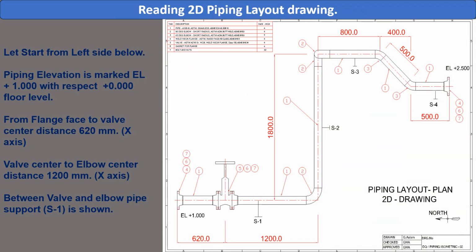Reading 2D piping layout drawing. Let's start from the left side below. Piping elevation is marked L plus 1.00 with respect to plus 0.00 floor level. From flange face to valve center distance is 620 mm. X-axis, valve center to elbow center distance 1100 mm. X-axis, between valve and elbow pipe support S1 is shown.